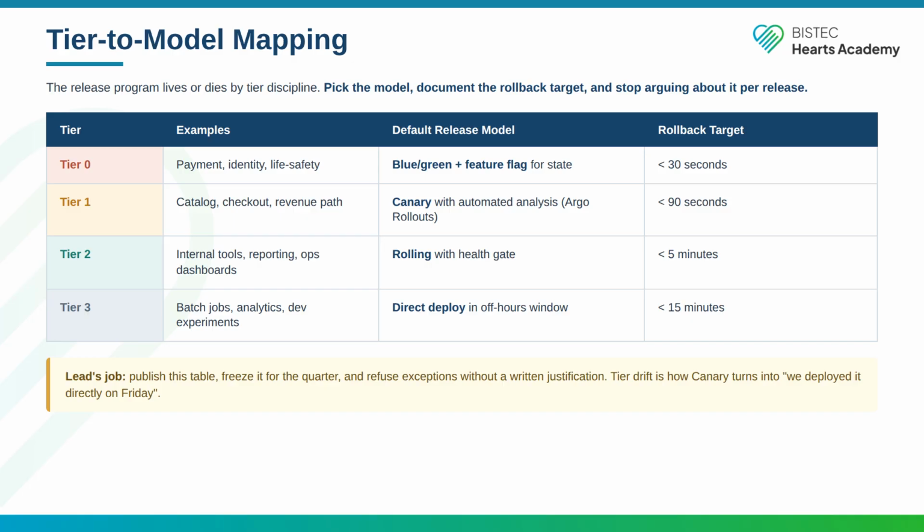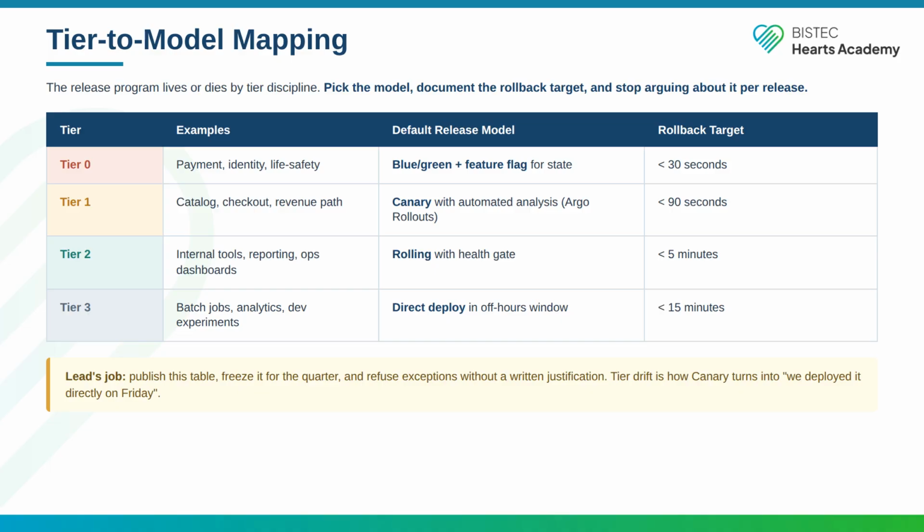under 90 seconds. Tier 2, internal tools, reporting, operations, dashboards, gets a rolling deploy with a health gate. Rollback target, under 5 minutes. Tier 3, batch jobs, analytics, dev experiments, gets a direct deploy in an off-hours window. Rollback target, under 15 minutes.